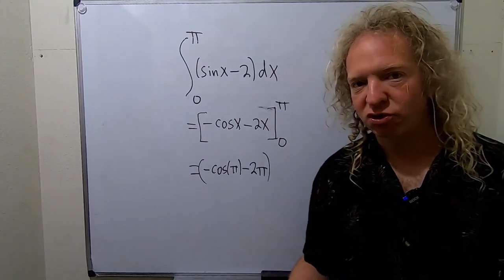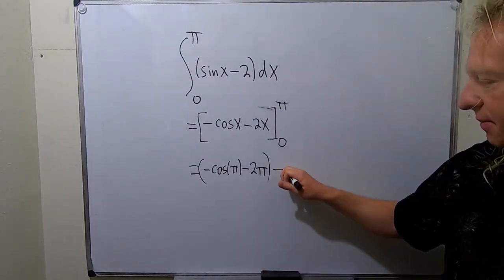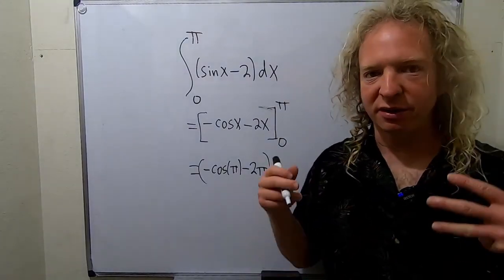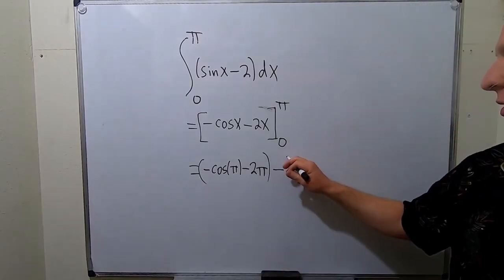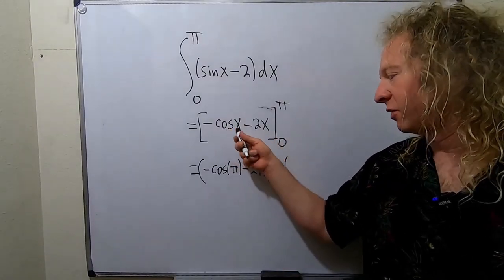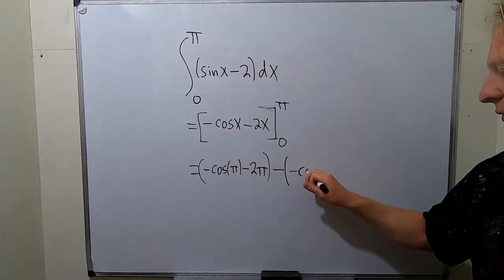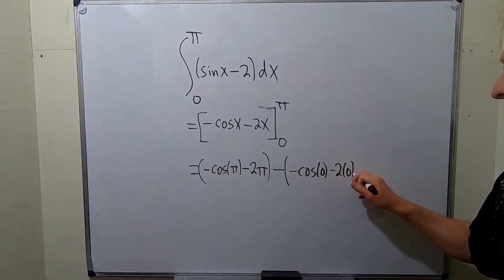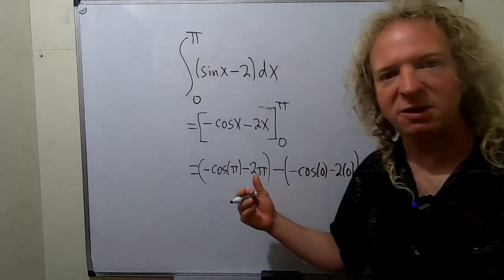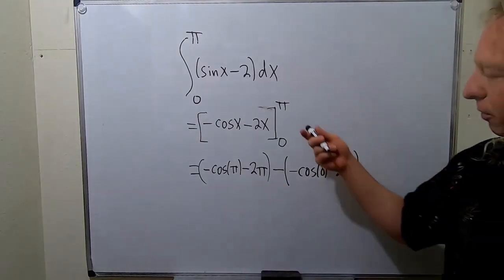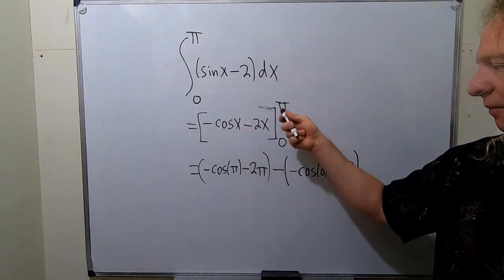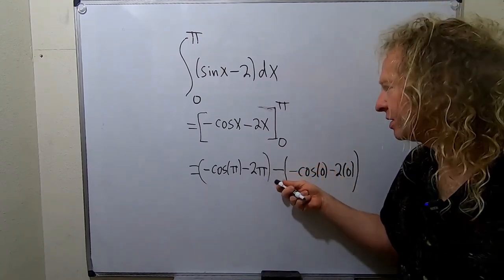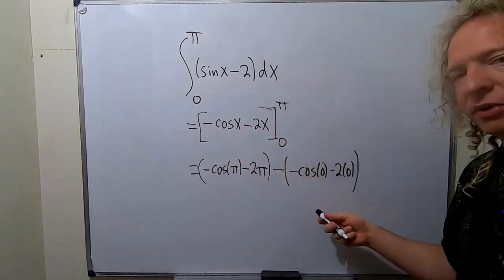Then you always subtract no matter what. So minus. Now you plug in the zeros. So I'll put a parenthesis here. So negative cosine 0 and then minus 2 times 0. I didn't skip any steps. I don't know why, but maybe it's better not to in this example. So first you plug in the pi, okay, then you put a minus, and then you plug in the zeros.